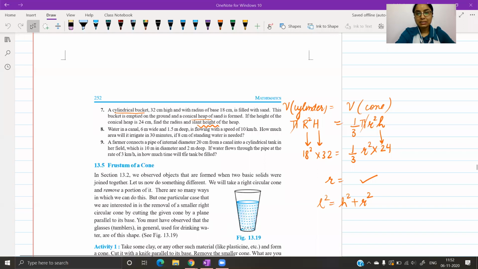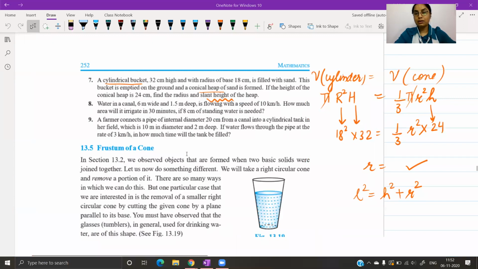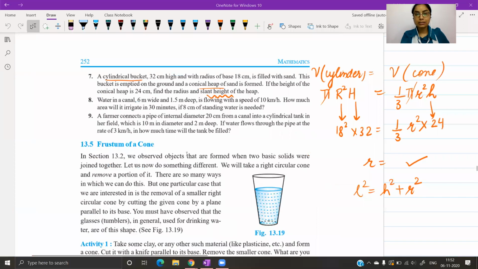Water in a canal 6 meters wide and 1.5 meters deep is flowing with the speed of 10 kilometers per hour. How much area will it irrigate in 30 minutes if 8 centimeters of standing water is needed? Now, you had a question similar to this one last year where the water was flowing in a river and you had to find out how much water will fall into the ocean in the given time period. So here the water is not flowing into an ocean, it's flowing into an area to be irrigated. The area of the field is to be calculated where the height of the water is 8 centimeters.